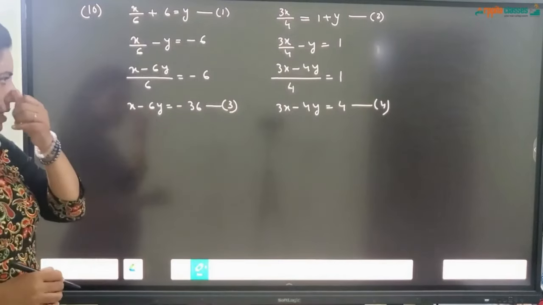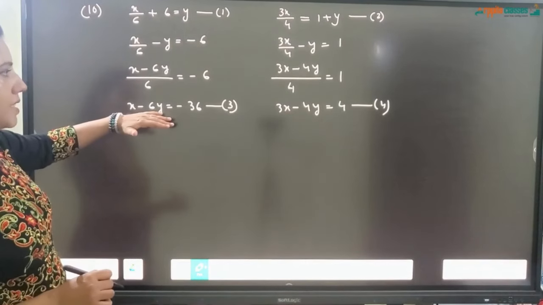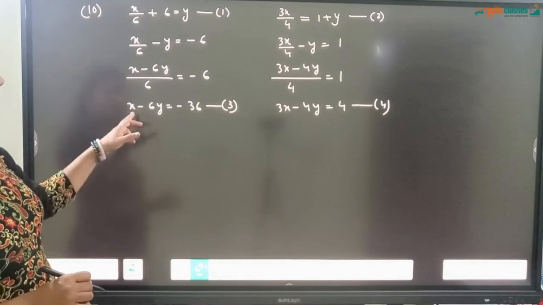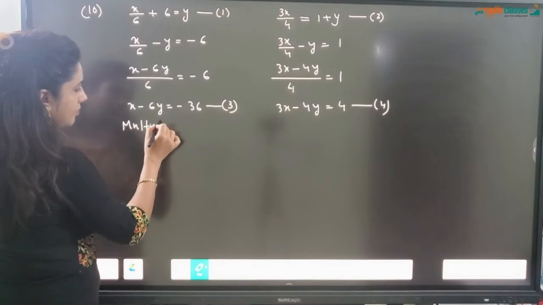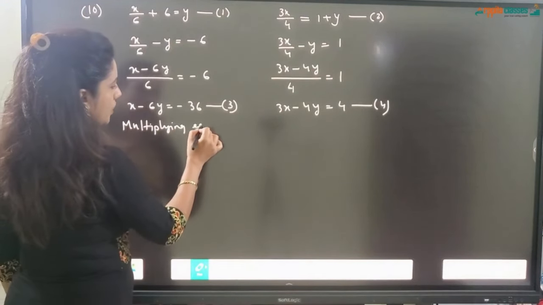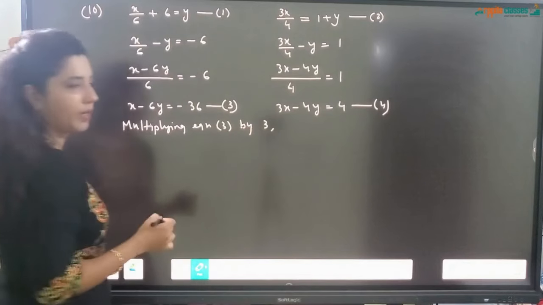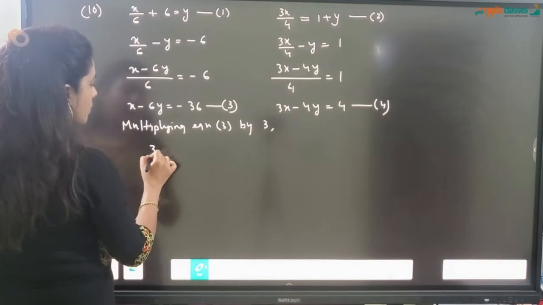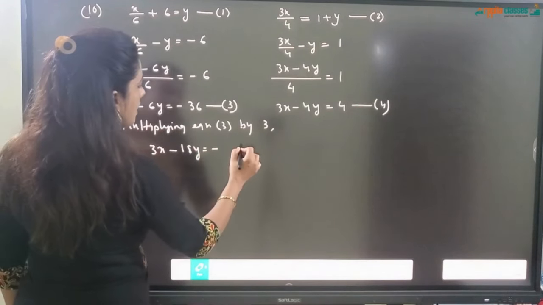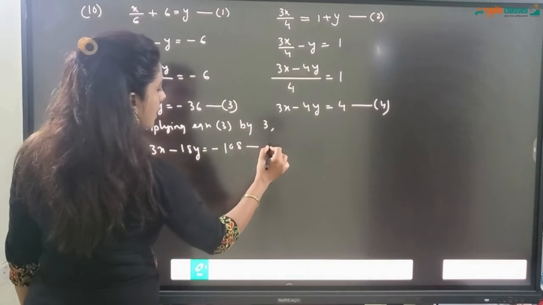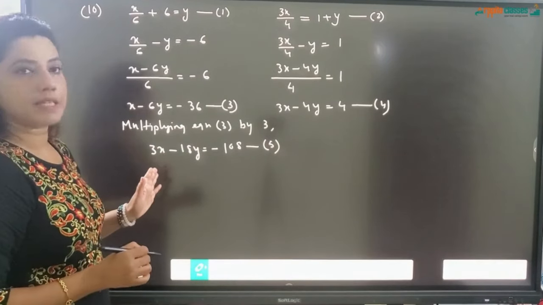Now look at the two equations. X minus 6y is equal to minus 36, 3x minus 4y is equal to 4. So we will multiply this equation by 3 so that this becomes 3x. Okay. So we'll write multiplying equation 3 by 3. I am doing the elimination method. You can also try by substitution method. So this is 3x minus 6 into 3, 18y is equal to minus 108. That's my equation 5. Now both of them are having positive sign, 3x and 3x, so we will subtract them.